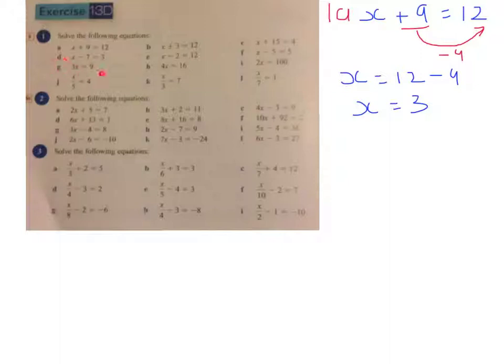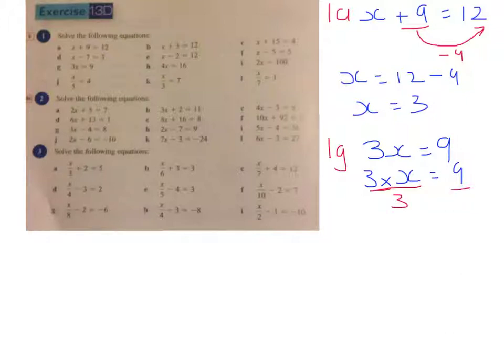But if we have a look at, say, 1G, it's still pretty straightforward. So 3x equals 9. 3 times something equals 9, so you know that x equals 3, but how do we do it mathematically? Basically, this is a times 3, so we divide everything by 3. They cancel out, so we get x equals 9 divided by 3. How many 3's? x equals 3. So that's how we do it mathematically, even though some of those are pretty straightforward.